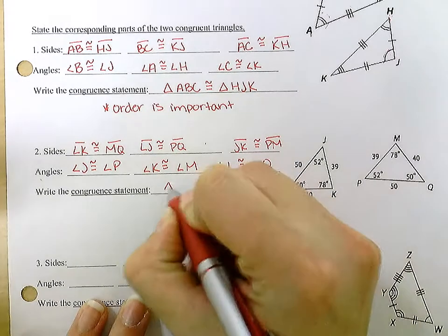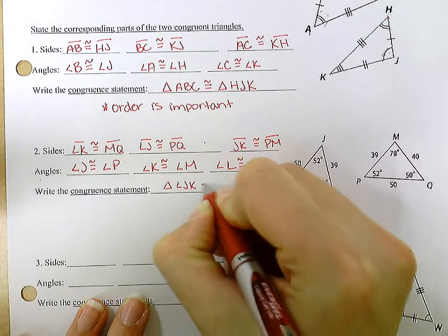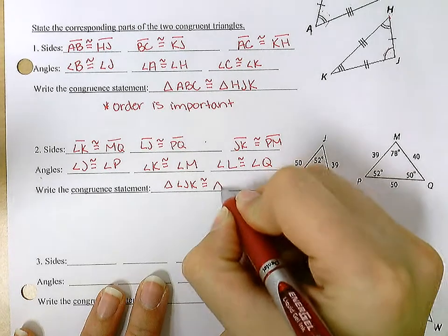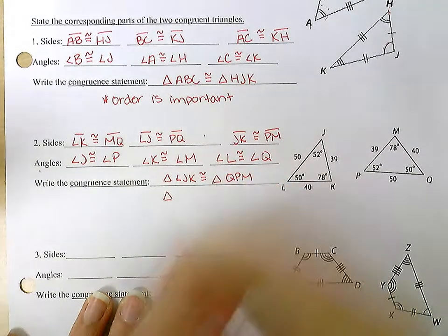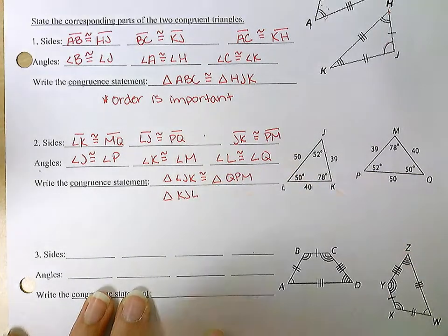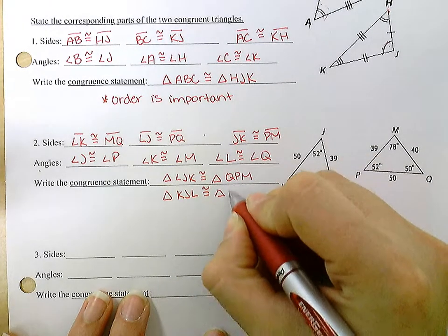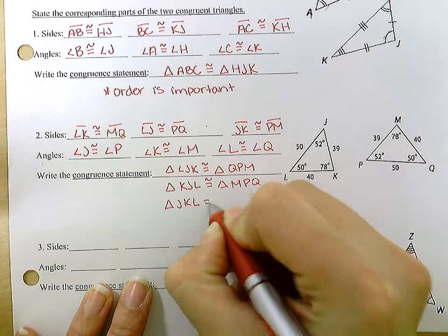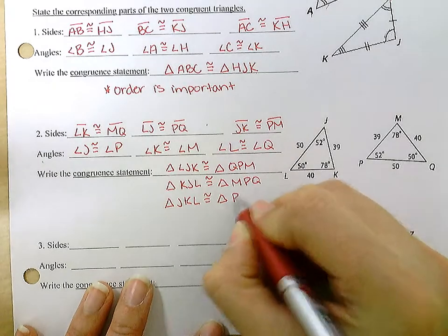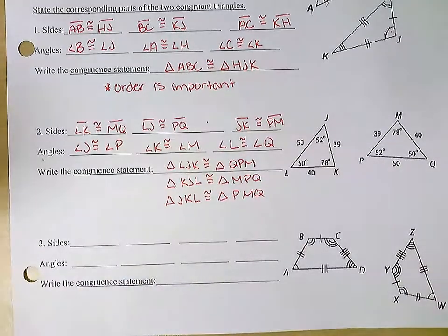So if I start with triangle LJK, that would be congruent to triangle QPM. If I start with KJL, that would be congruent to triangle MPQ. JKL would be triangle PMQ. So it does depend what you started with. L should line up with Q, J should line up with P, and K should line up with M. Questions on those?